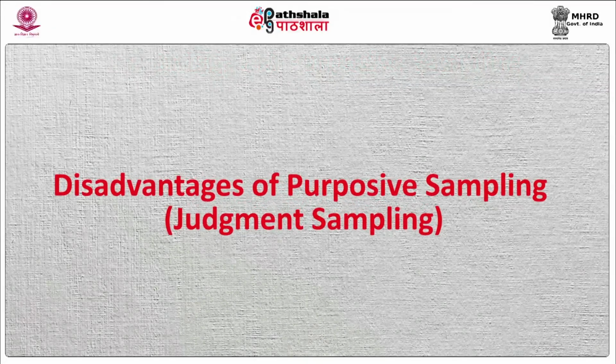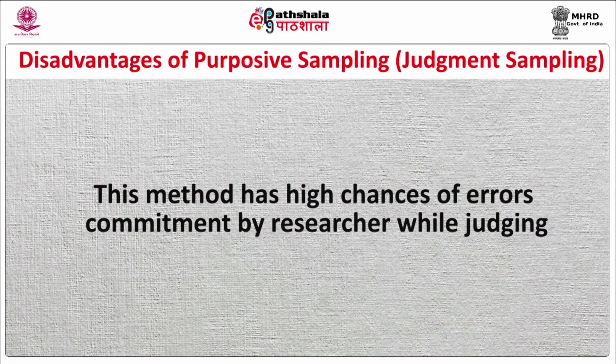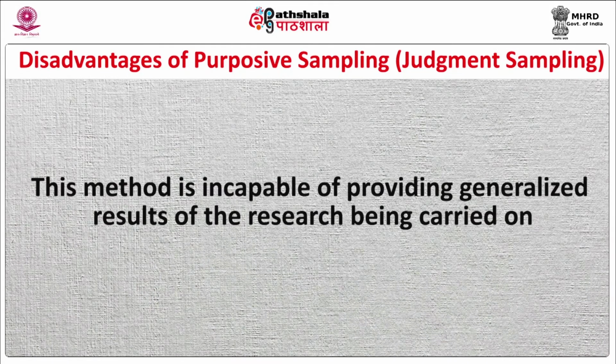Now we take on some of the disadvantages of purposive sampling, or say judgmental sampling. This method has high chances of errors committed by the researcher while judging. This method is highly biased and less reliable. This method is incapable of providing generalized results of the research being carried on. This method is not very popular in business studies.